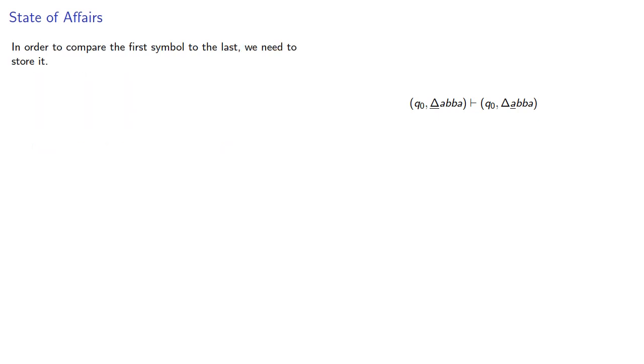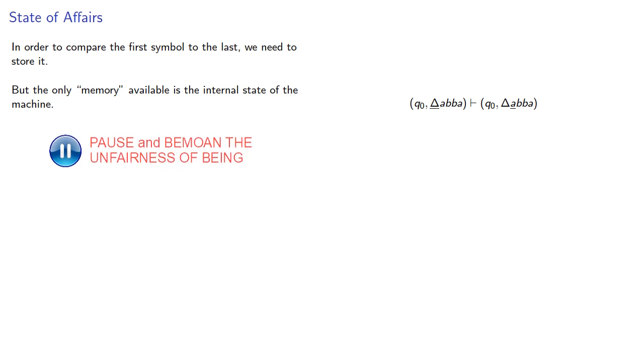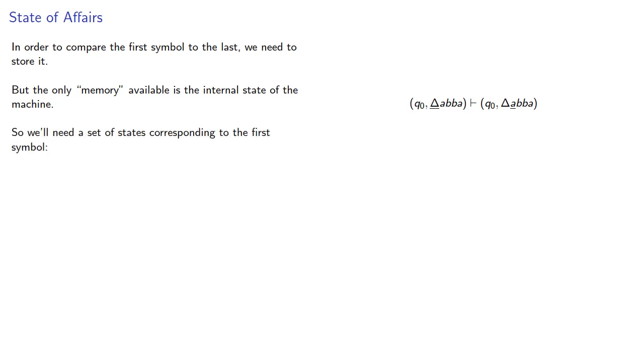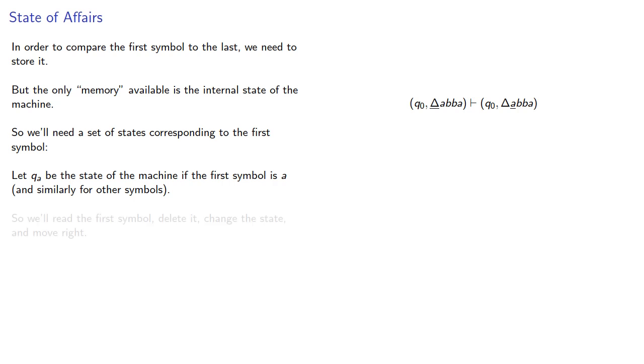Now, in order to compare the first symbol to the last, we need to store it, but the only memory available is the internal state of the machine. So we'll need a set of states corresponding to the first symbol. So let QA be the state of the machine if the first symbol is A, and similarly for the other symbols. So we'll read the symbol, delete it, change the state, and move right.